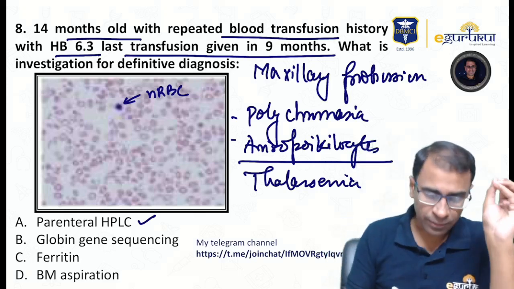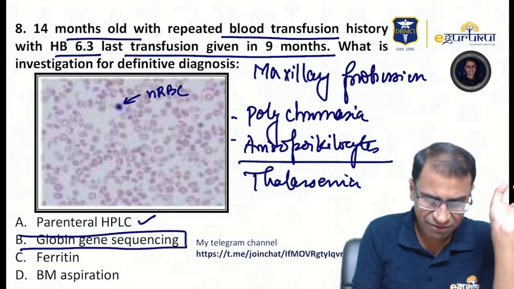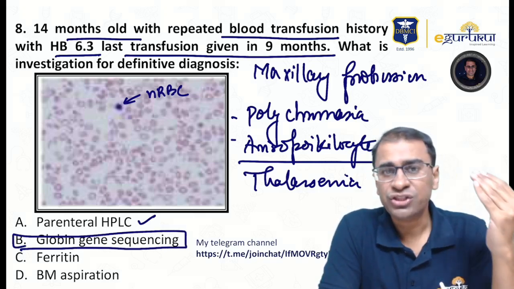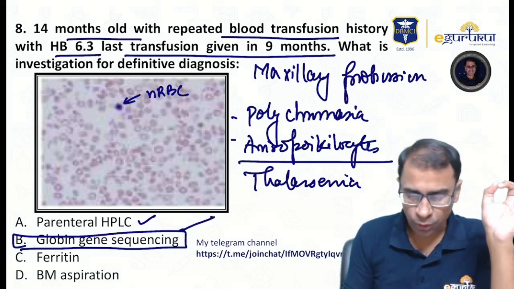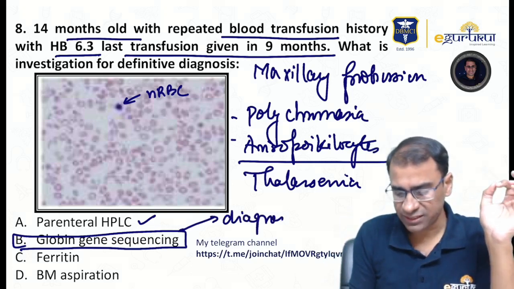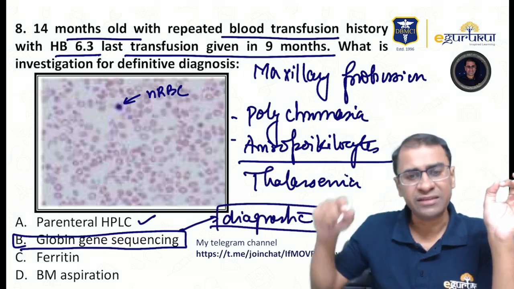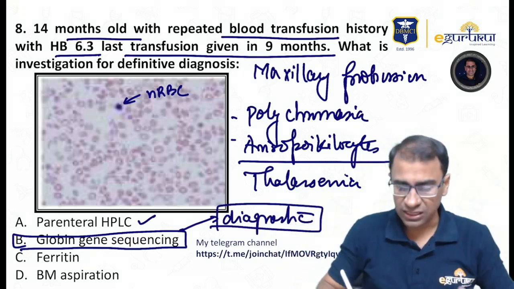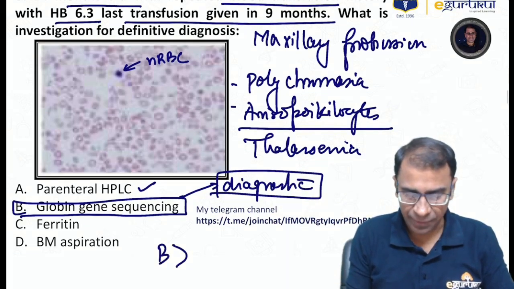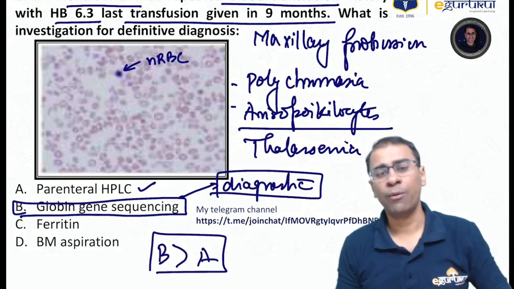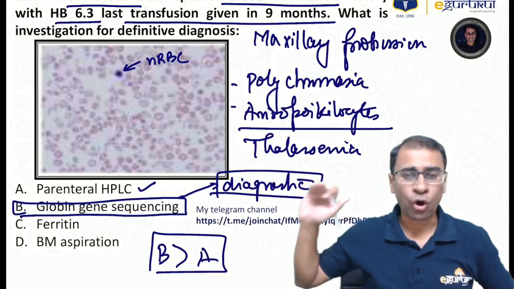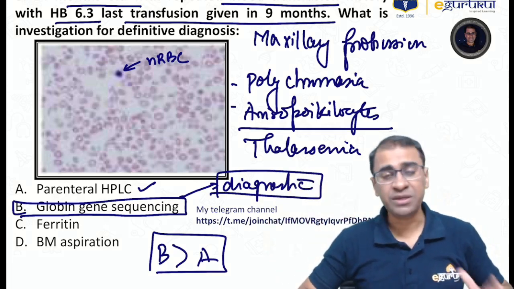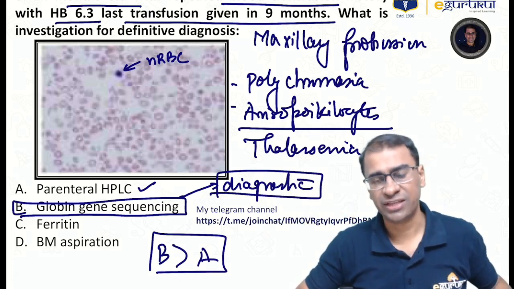Now, the problem is you have one more very, very good choice, that is globin gene sequencing. Globin gene sequencing is the most diagnostic test, and you cannot beat this one even if you go with parental HPLC. So, guys, for this, a better answer is B compared to A. There's no doubt about it. Please understand, if the option would not have been B, I would have taken A. But with B given in the option, I cannot take A.